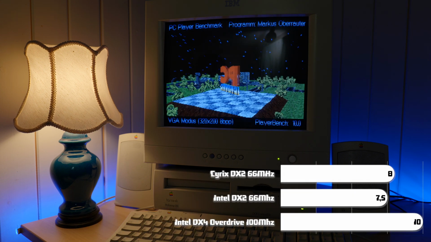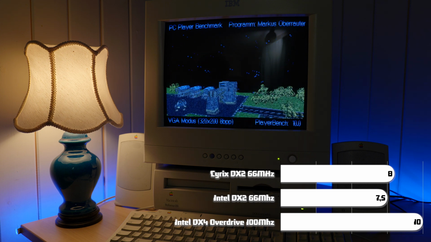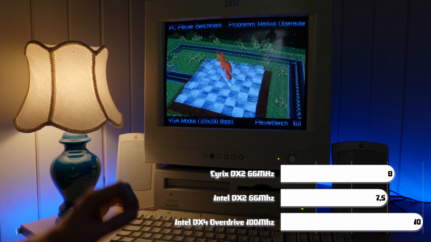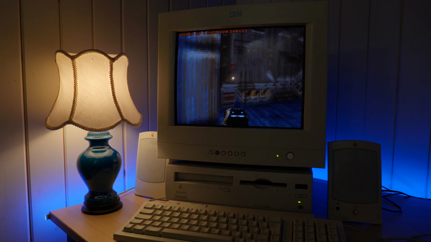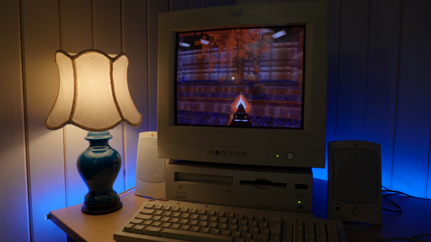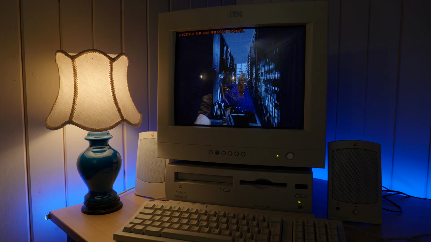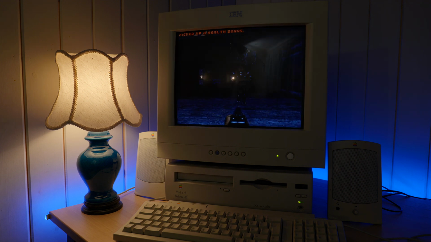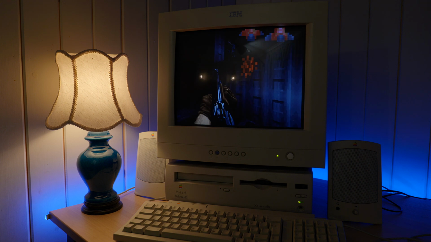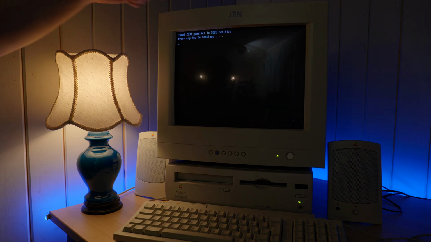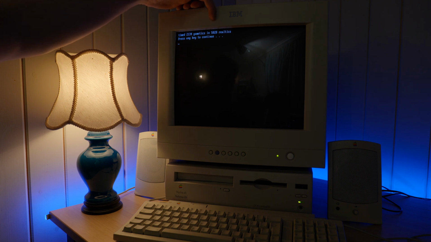Okay, let's have a look at PC player benchmark. So we got 10 here. So that's actually 25% better than the Cyrix. So that's definitely an improvement. All right, so let's run the Doom benchmark on the DX4 Overdrive. So that puts us at 2134 game ticks in 5828 real ticks.